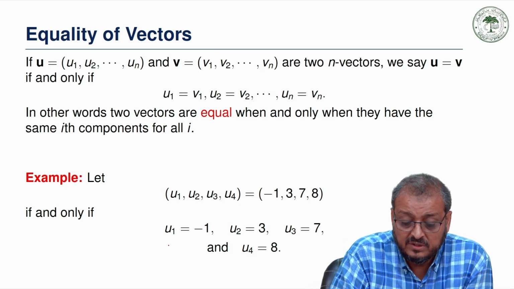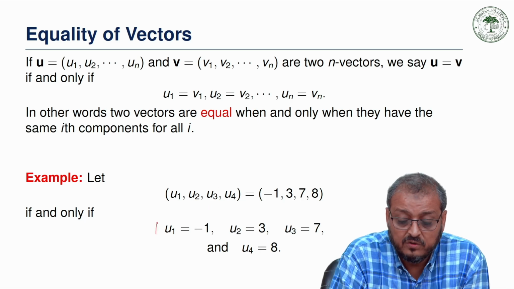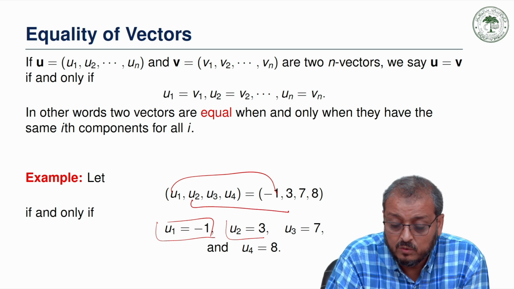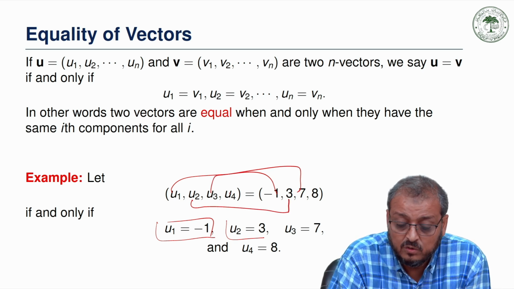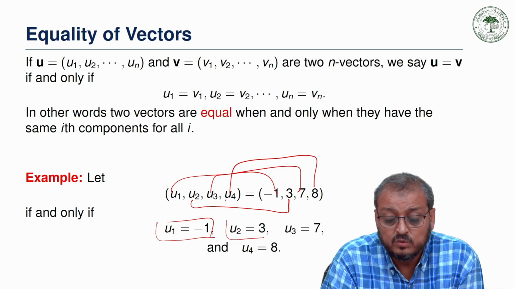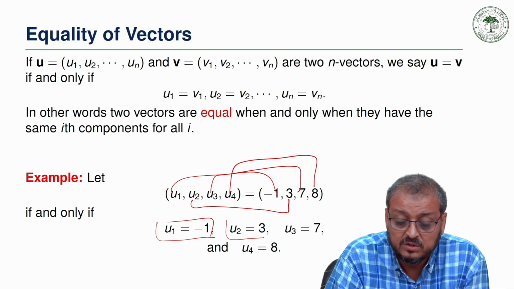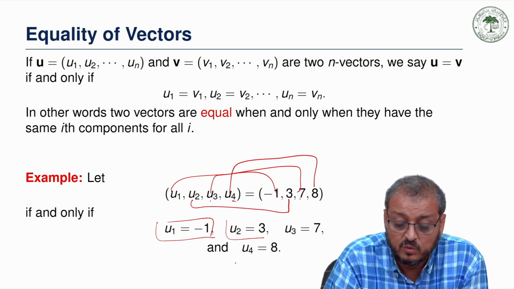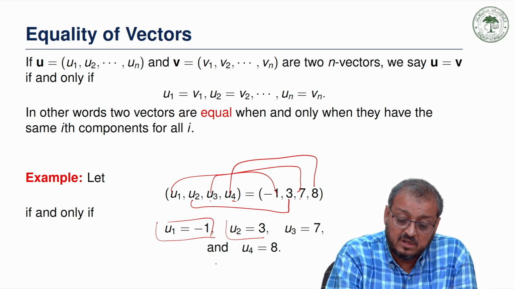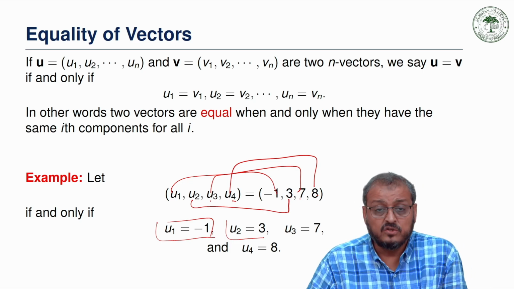These two vectors are equal only if u1 is equal to -1, u2 is equal to this, u3 is equal to this, and u4 is equal to 8. So by the definition, u1, u2, u3, u4 are equal only when u1 is equal to -1, u2 is equal to 3, u3 is equal to 7, and u4 is equal to 8. So if and only if the components are equal, then we can say that these two vectors are equal.